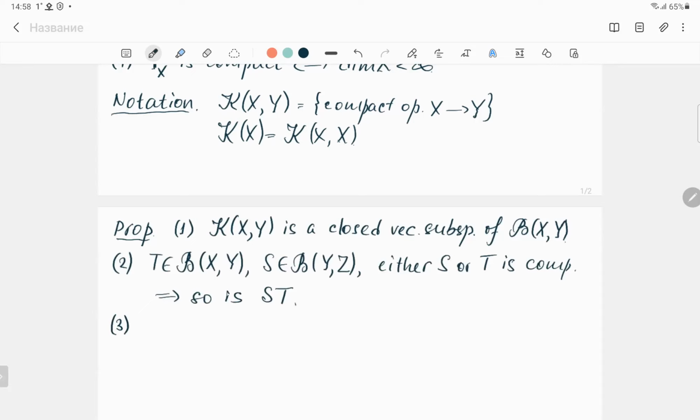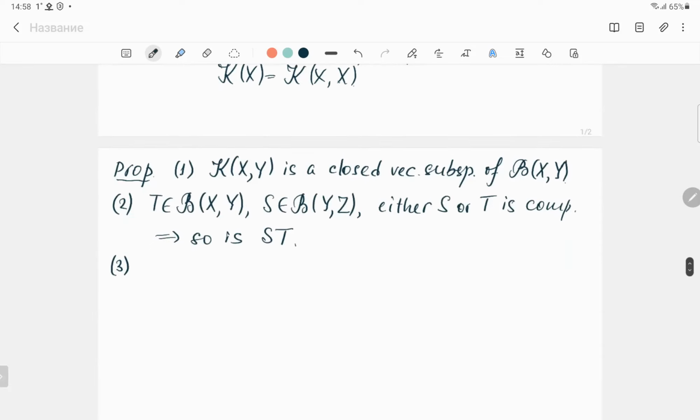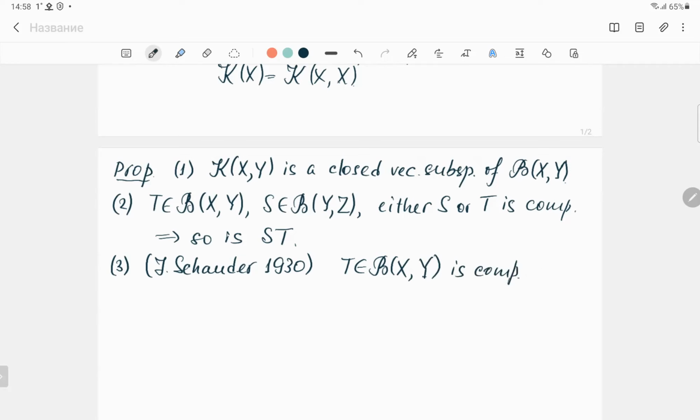And property 3, which is due to Schauder: you will have a bounded operator from X to Y, an operator T, and T is compact if and only if the dual operator T star is compact.